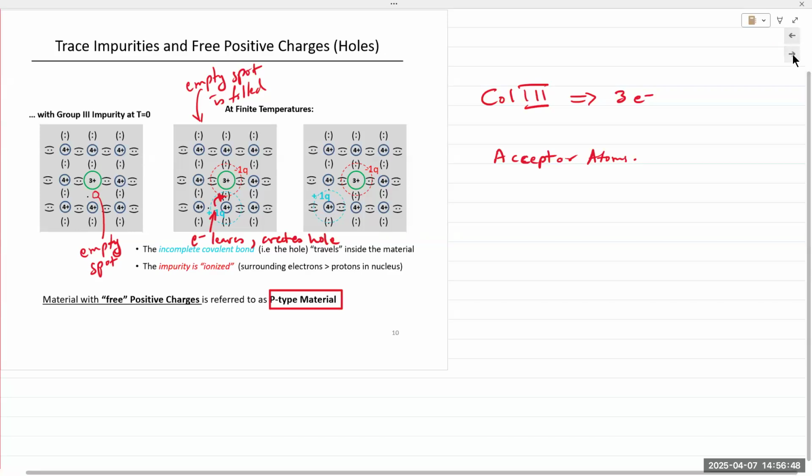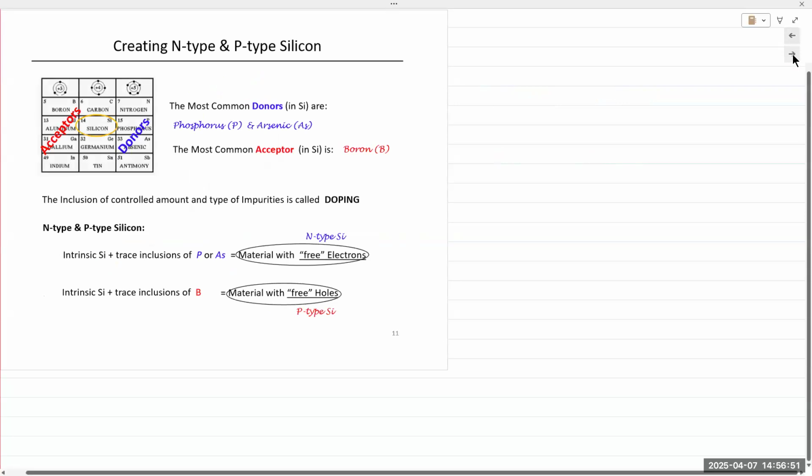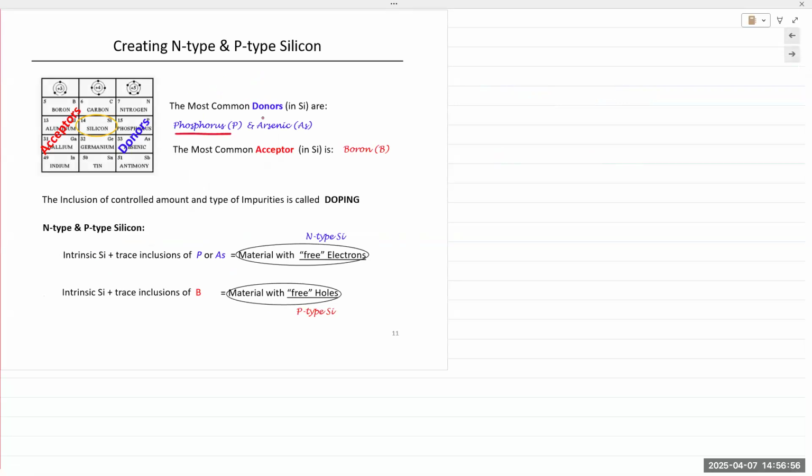The most common elements used as impurities are phosphorus and boron. Okay, phosphorus and boron. Phosphorus and arsenic are from column 5, so they create N-type material. And boron creates P-type. Okay. The process of introducing these impurities into the material is known as doping.